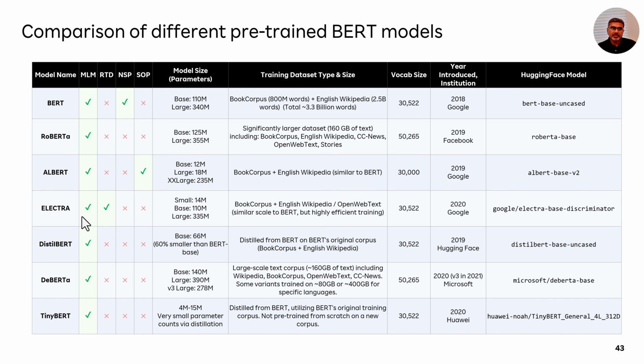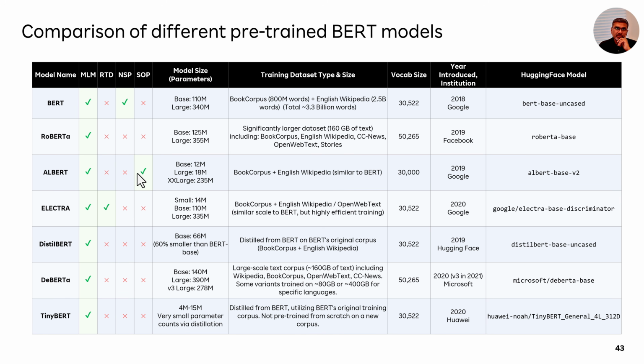ELECTRA, for example, uses masked language model in the generator part of the transformer. It uses replaced token detection in the discriminator part of the pre-training phase. It does not use NSP or sentence order prediction. ALBERT, for example, uses masked language model.